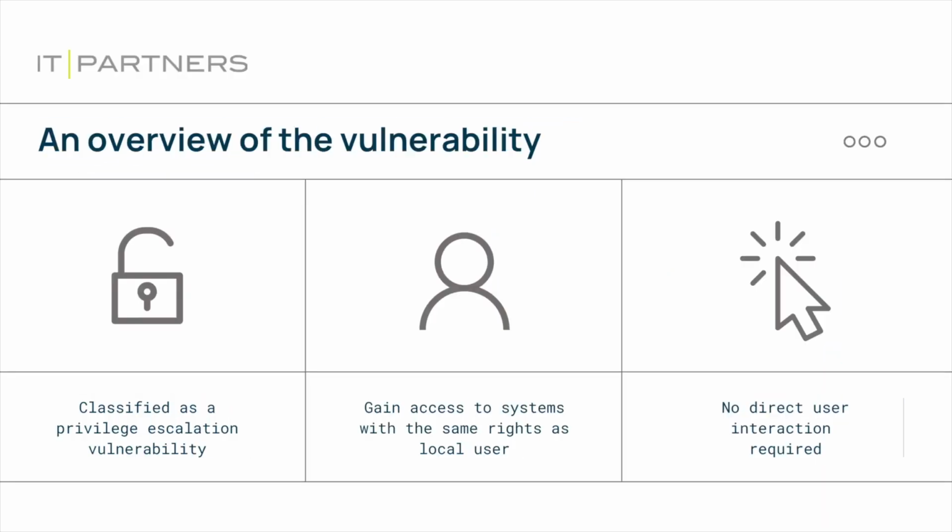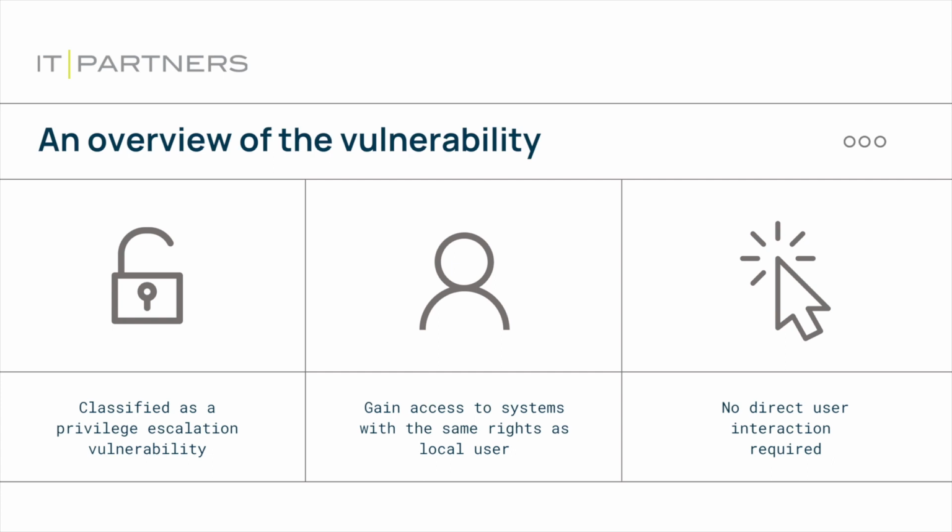So what I want to do today is work through a quick demo showing you how this vulnerability works and how easy it is to exploit. The vulnerability is classified as a privilege escalation, so if it's exploited, it allows a hacker to gain access to a system with the same rights as the local user.